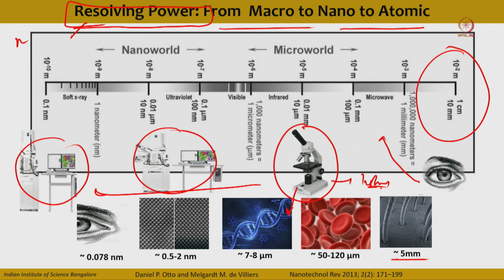If you use electrons as a source, these electrons are accelerated towards the sample at a very high voltage, and this voltage is directly related: the higher the voltage, the smaller the wavelength, lambda, and the smaller the wavelength, the higher the resolving power. So this is the complete spectrum from macro to nanoscale, and how it evolved with time.